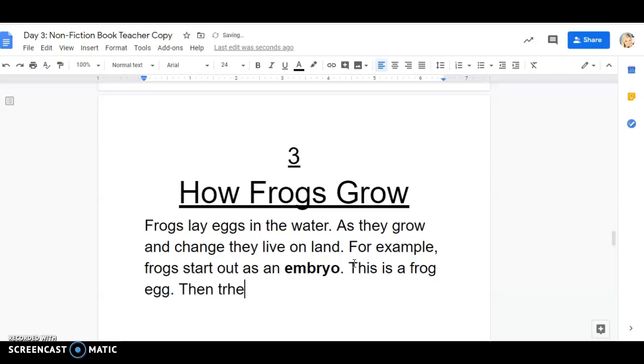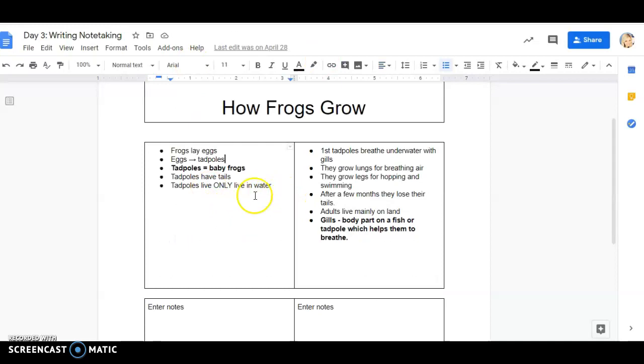Tadpoles. Then they become tadpoles. Now, when they become tadpoles, so they only live in water, tadpoles have tails.